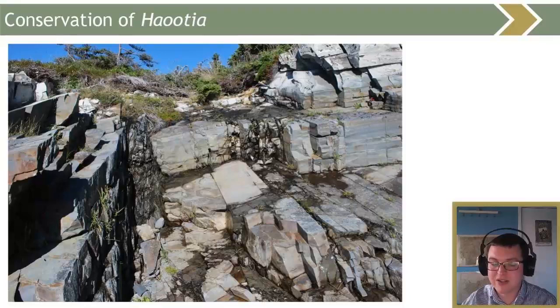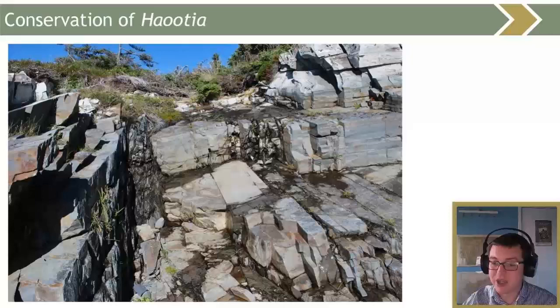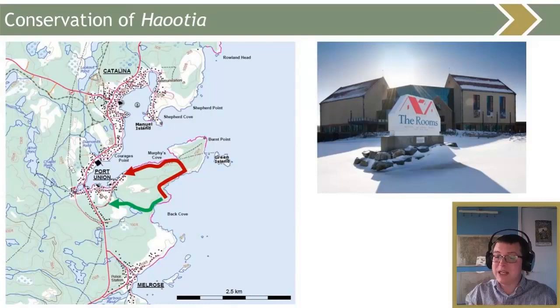Importantly, rather than using a saw, which creates a bit of a horrible scar, we used the old-fashioned technique of a hammer and a chisel, which managed to remove it without making a scar. And that specimen is now in the Rooms, after quite a long struggle by Alex and myself, spending 3 or 4 hours getting the specimen out. And you can see a little map there from roughly where it was found.